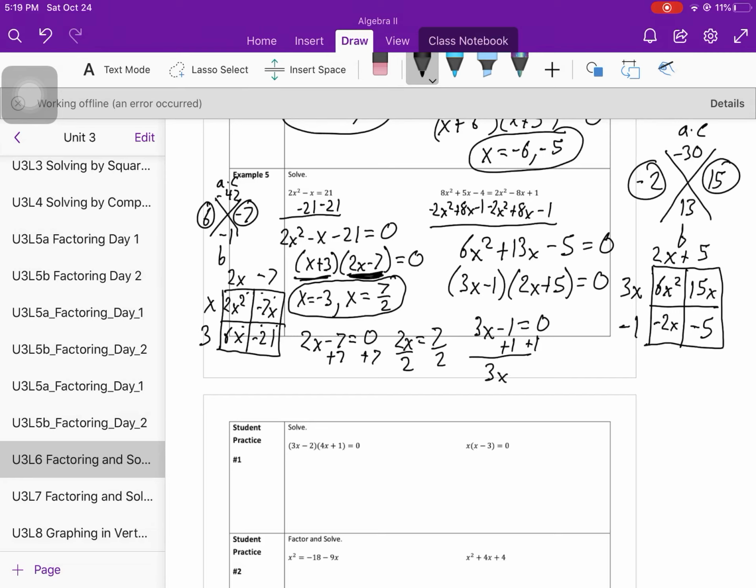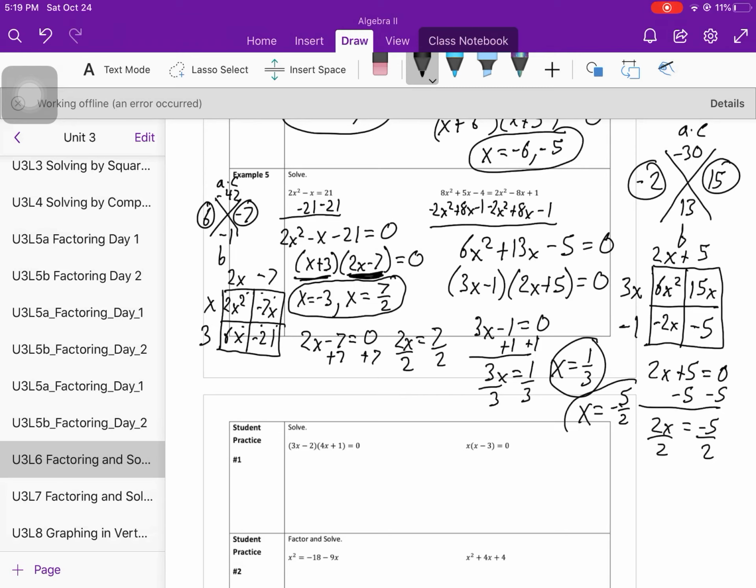We would add 1 to both sides. We get 3x equals 1, divide by 3. So one answer is x equals 1/3. And then the other one, sorry, I'm running out of room here. 2x plus 5 equals 0. Subtract 5. We get 2x equals negative 5. Divide by 2. x equals negative 5/2.